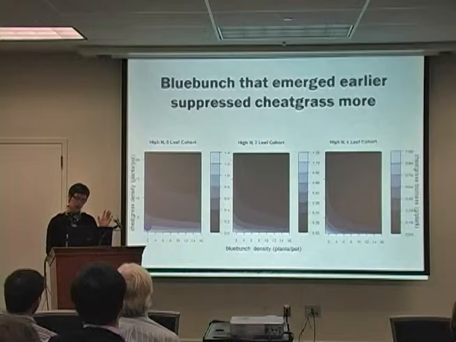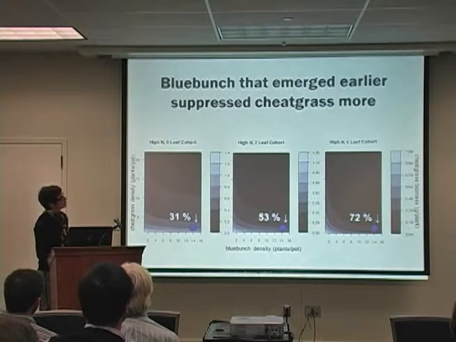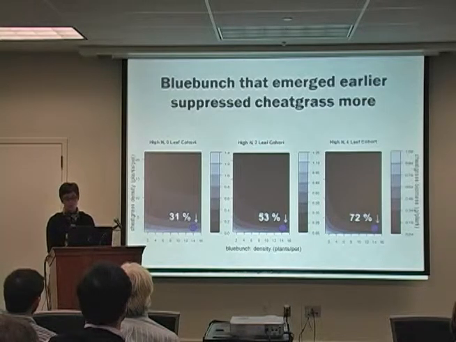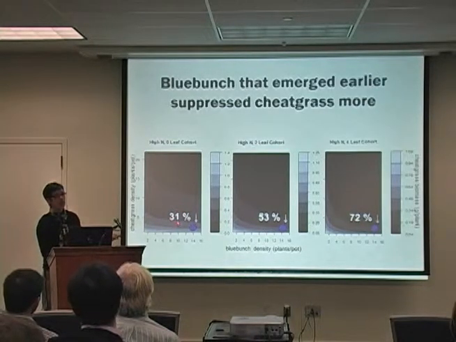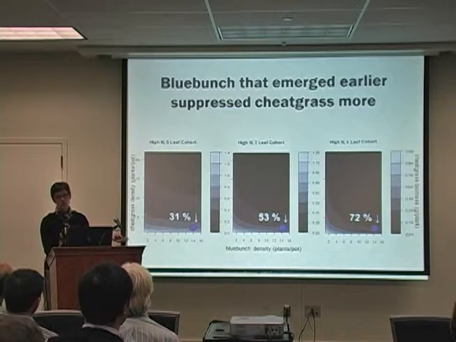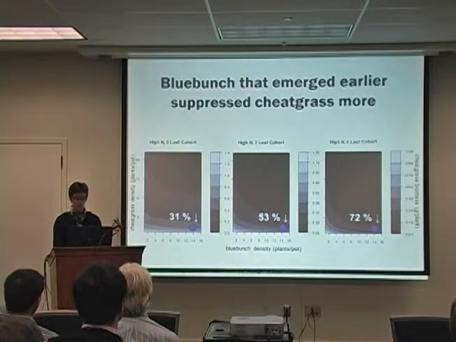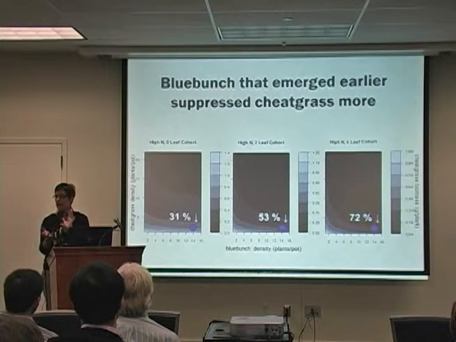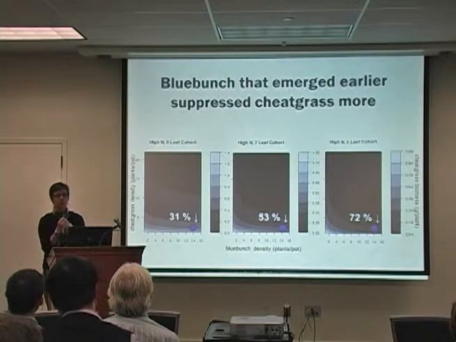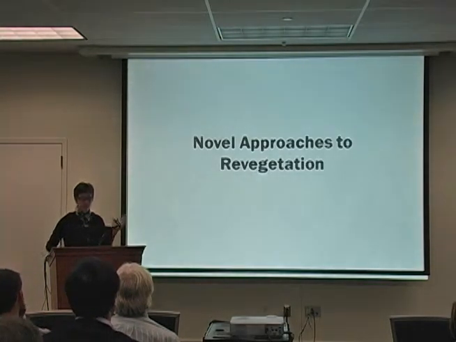I'm going to buzz through this. This is looking at the cheatgrass models. What we found was that bluebunch that emerged earlier suppressed cheatgrass much more. We're looking at a 31% effect on cheatgrass at seed versus seed, up to 72% at bluebunch's 4-leaf size when cheatgrass is introduced. So I think that's some pretty cool data suggesting that if we can do some things with management to change these size differences and tweak those priority effects, we could have much better outcomes with our revegetation success.